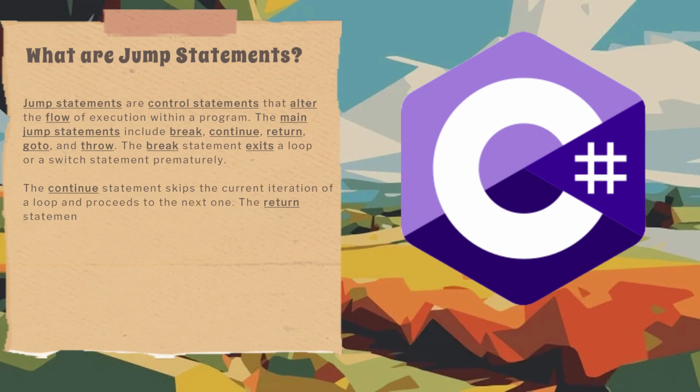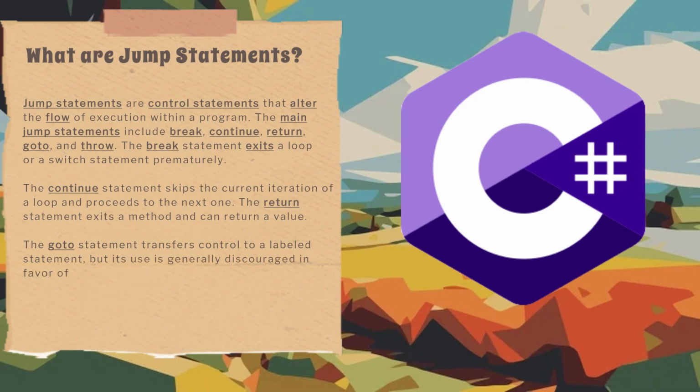The return statement exits a method and can return a value. The go-to statement transfers control to a labeled statement, but its use is generally discouraged in favor of more structured control flow. The throw statement exits the current method while providing an exception to be caught by a try-catch block.